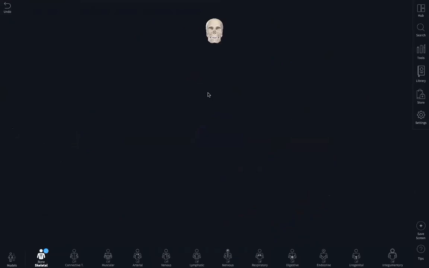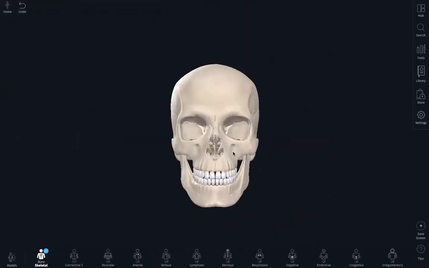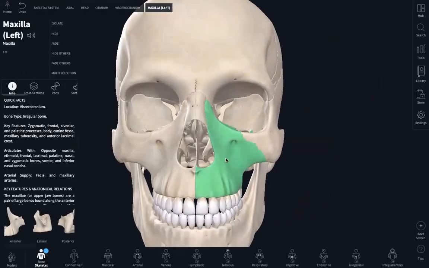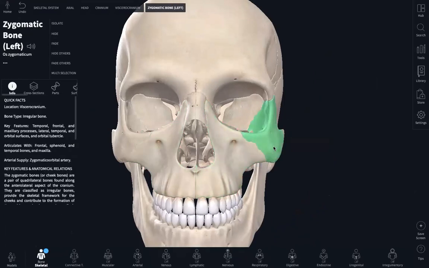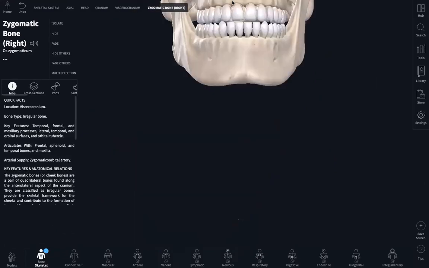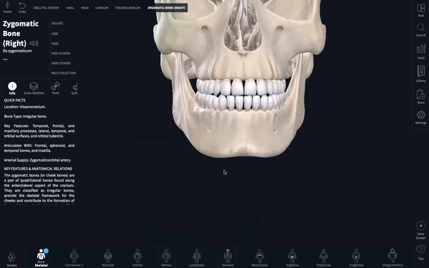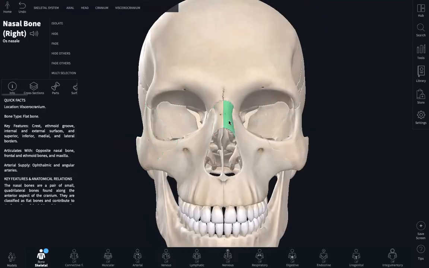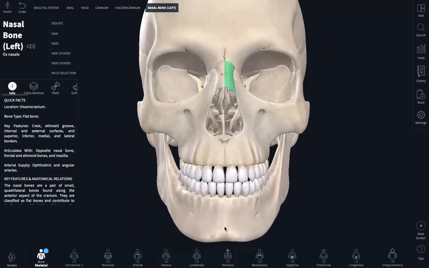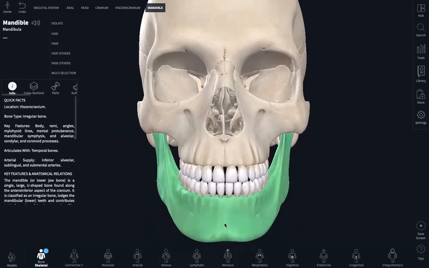So that was the skull, that was the cranium. Now coming to the external bones of the face. This is the maxilla, one maxilla, and this is the second maxilla. So the two maxillae, and then we have the zygomatic or cheekbone on the left and on the right. So that is 4 total. Then the two nasal bones here, 1 and 2. That makes it 6. And the 7th one is the mandible, the lower jaw.